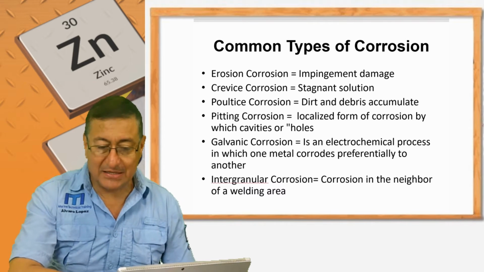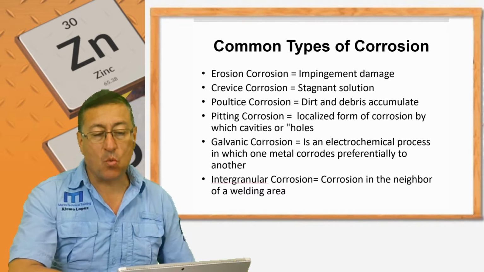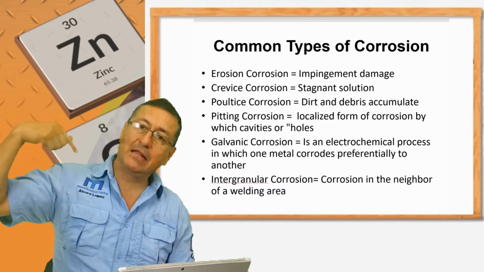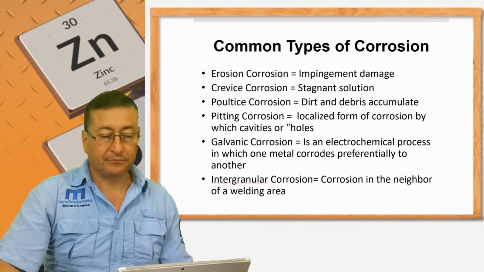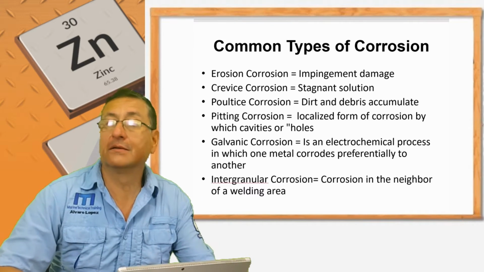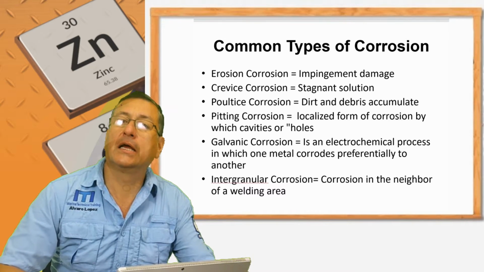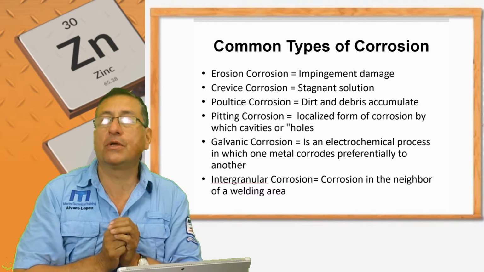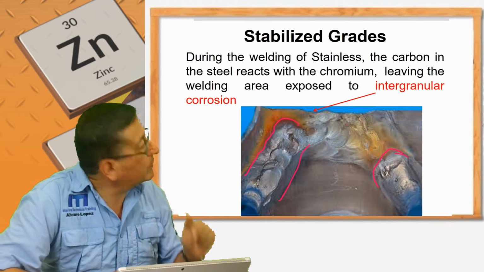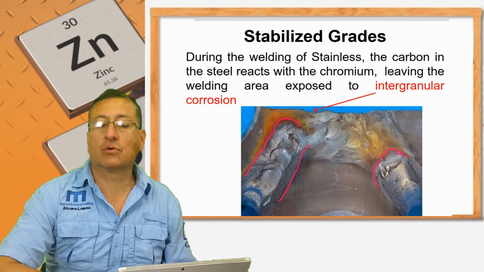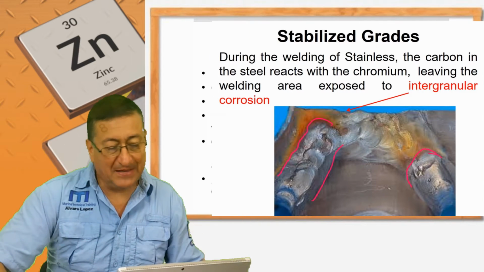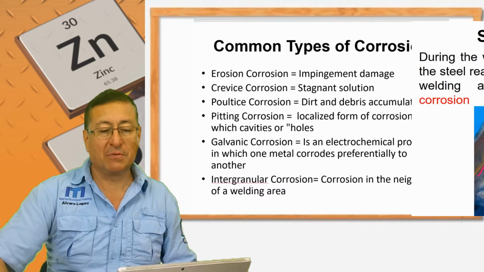Galvanic corrosion is an electrochemical process in which one metal corrodes the other one. The more noble metal corrodes the less noble. Intergranular corrosion is the corrosion I explained some chapters before, in the neighboring area, especially when you have a welding area in that neighboring area. That type of corrosion is intergranular corrosion. Those are basically the most common types of corrosion.